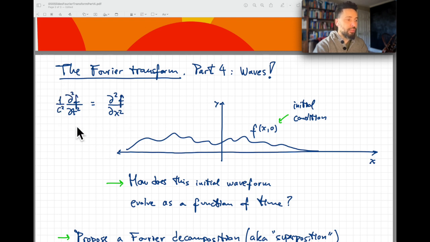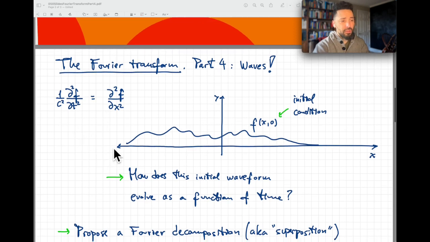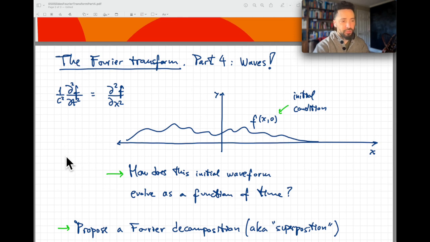And so we have two time derivatives. We have 1 over c squared, where c is the speed of the wave, which of course, when it's light waves, is the speed of light. But we retain this second derivative here on the right hand side. And our question will be, given an initial condition, an initial waveform, which could be plucking a guitar string or something like that, how does this initial waveform evolve as a function of time?